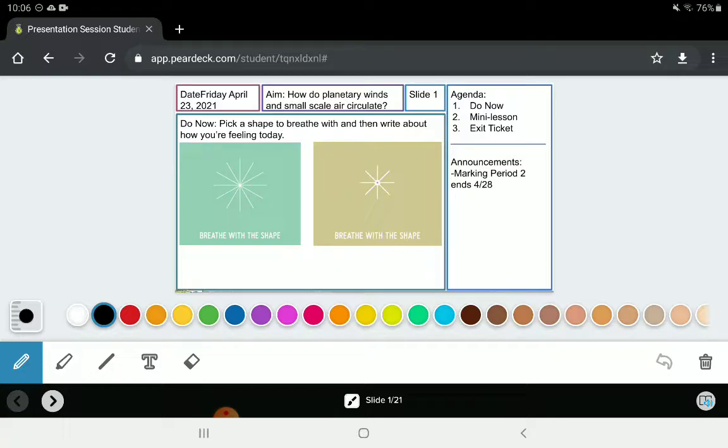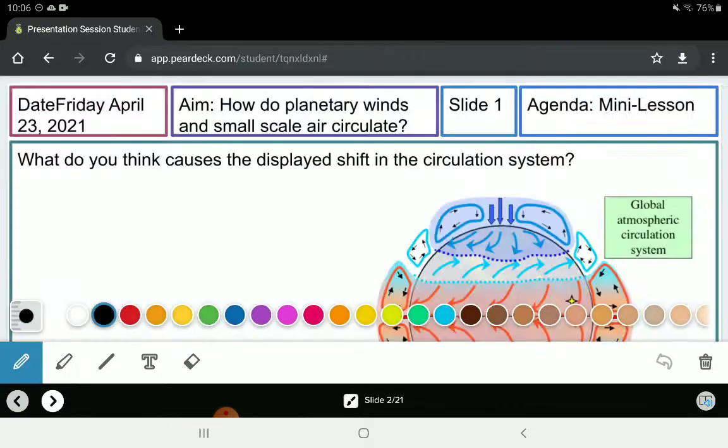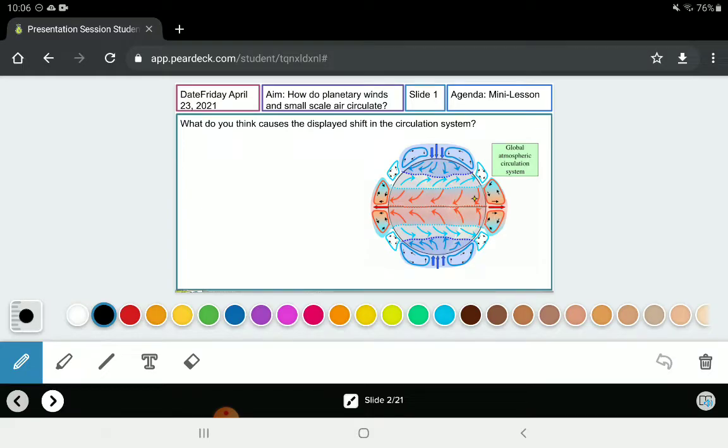I know that the GIFs aren't moving on this page, but I will be uploading the actual PowerPoint with this so that you can actually see these shapes. You're going to write about how you're feeling, so you can just use the text here, but on the next slide, use this image, which actually moves. If you look on the PowerPoint that I'm attaching, you'll be able to see how it's moving.